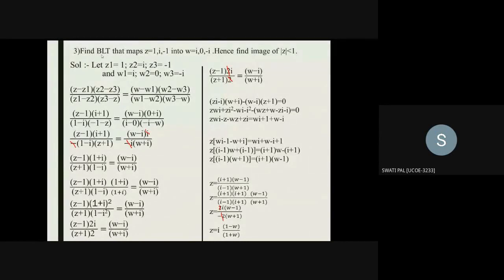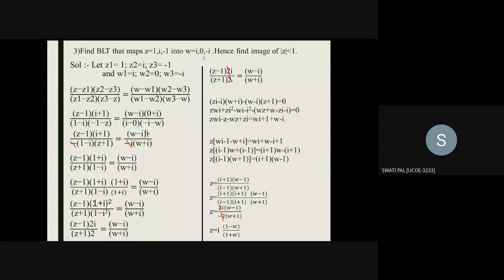Find the bilinear transformation that maps z equals 1, i, -1 into w equals i, 0, -1. Hence, find the image of mod z less than 1. So, we will be solving this question in two parts: the bilinear transformation, which is similar to what we have used in the last two questions, and then finding the image.